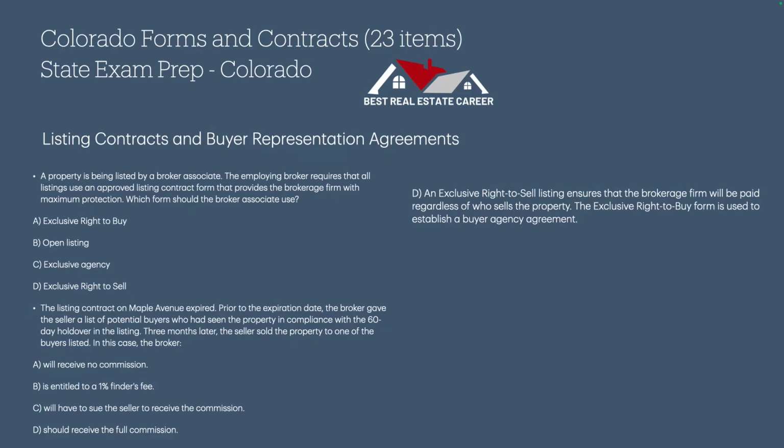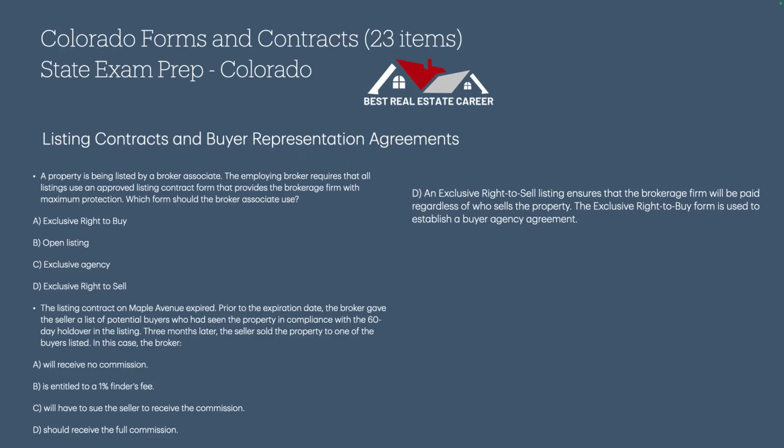Your second question: the listing contract on Maple Avenue has expired. Prior to the expiration date, the broker gave the seller a list of potential buyers who had seen the property in compliance with the 60-day holdover listing. Three months later, the seller sold the property to one of the buyers listed. In this case, what? We're deconstructing this and saying, okay, cool. We know that the listing has ended, but prior to the listing ending, there was a holdover clause in here, and we actually gave the seller the buyers, right? Like, here's your list. We're in compliance. We did everything right.